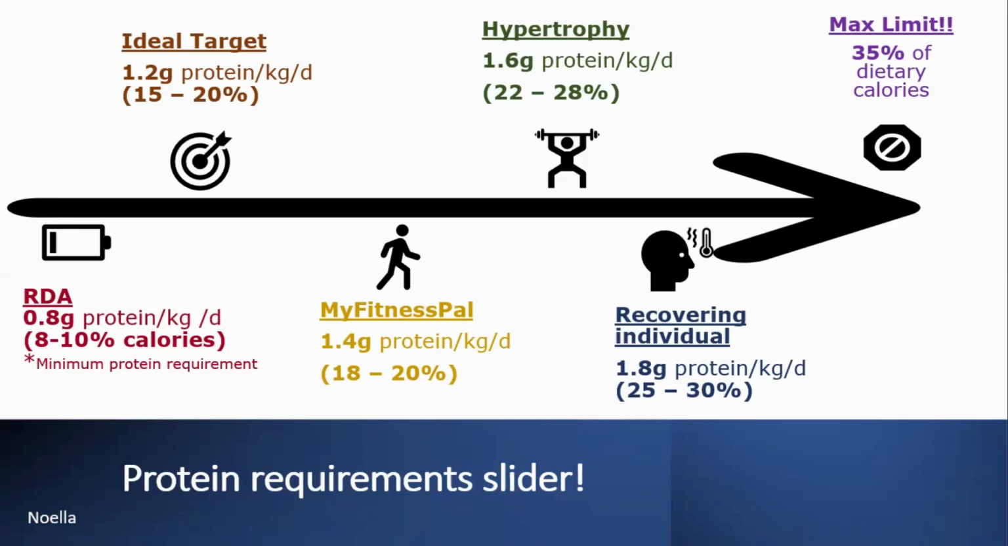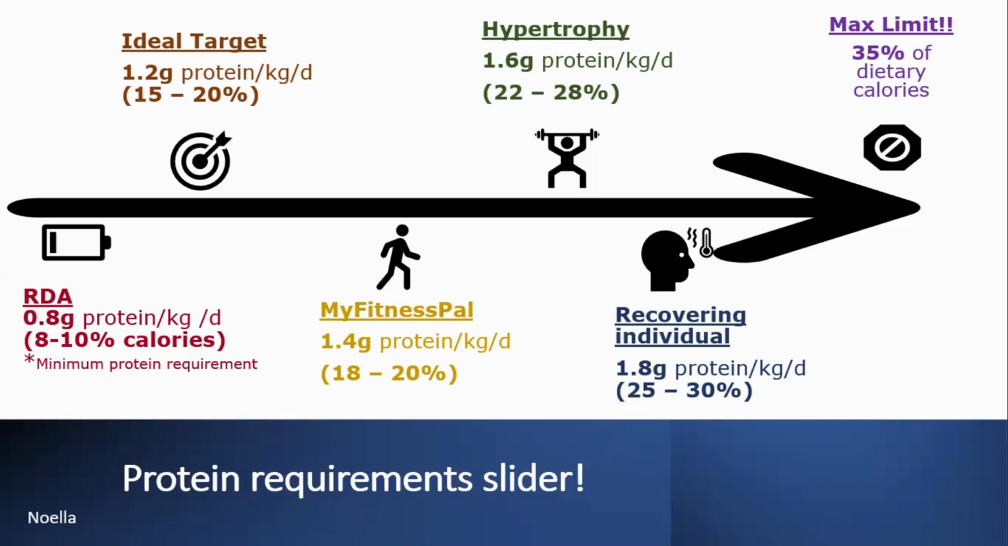Next, let's move on to the ideal target. What should we ideally target in terms of protein? Well, 1.2 grams of protein per kg body weight per day would be an ideal number to target. That would amount to about 15 to 20% of our dietary calories per day.